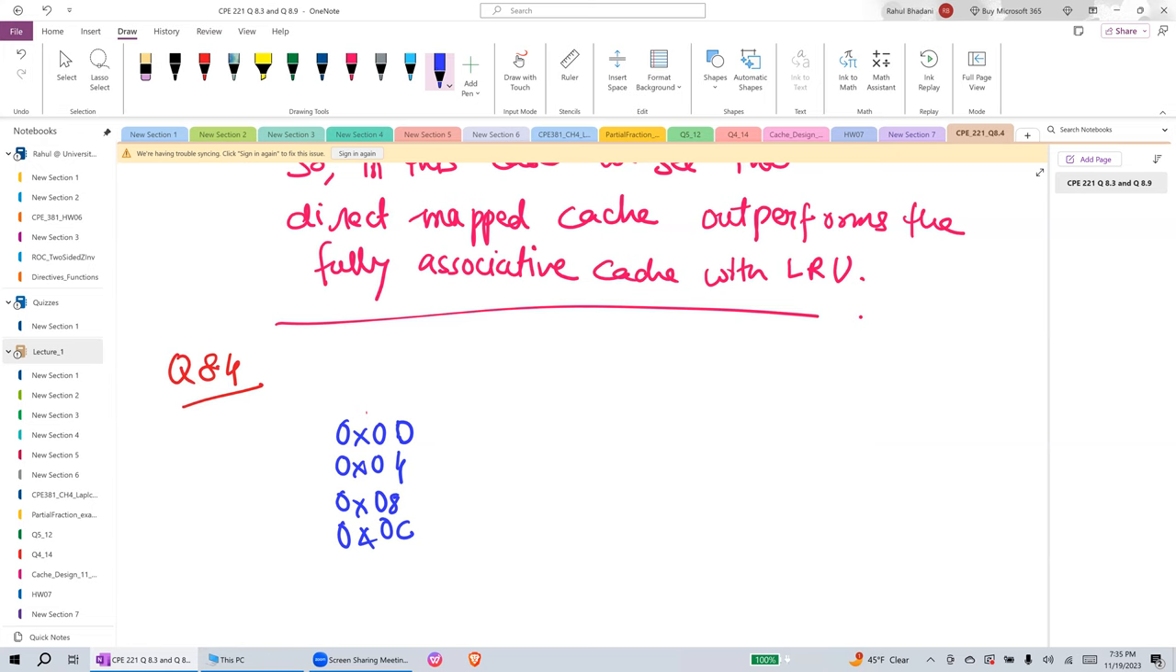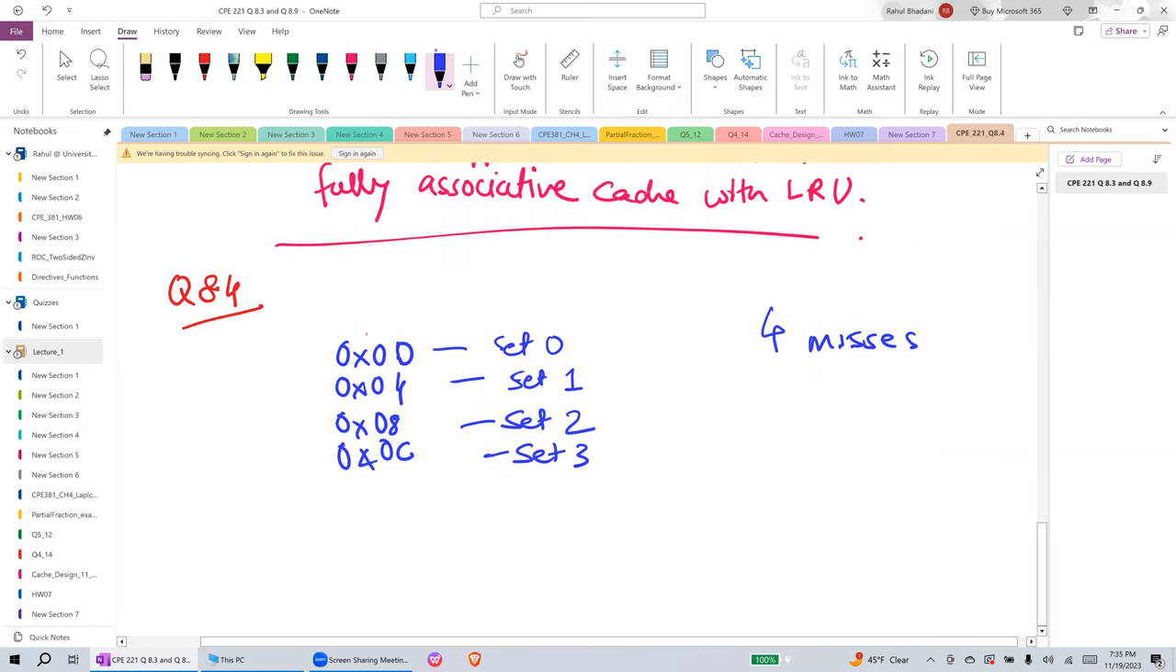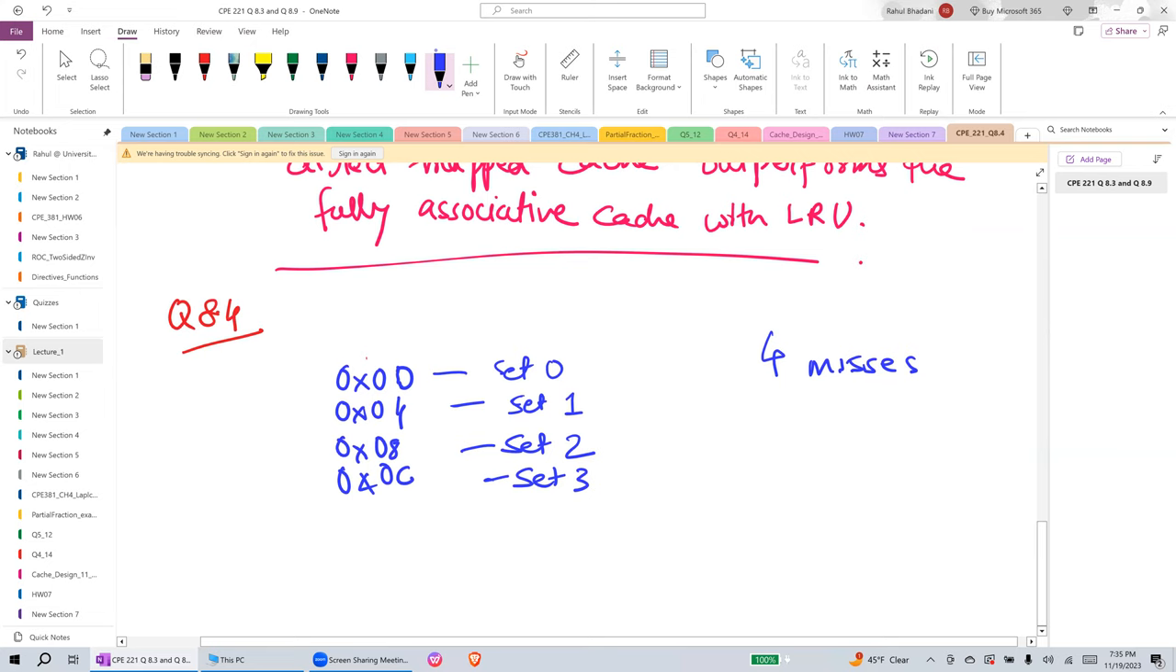So in a direct mapped cache, what will happen? This will go to set zero. This will go to set one. This will go to set two, and this will go to set three. So the first time there will be four misses. Then maybe this is not the right address sequence to demonstrate that fully associative cache will perform better. Let's think about it.